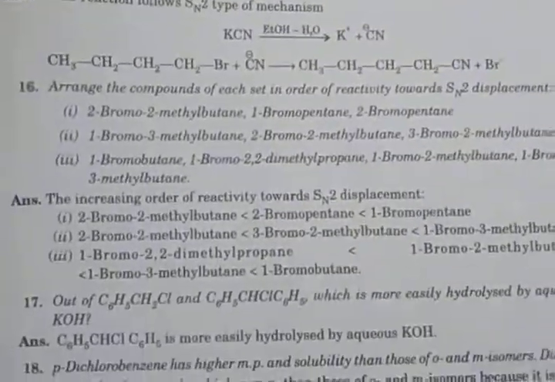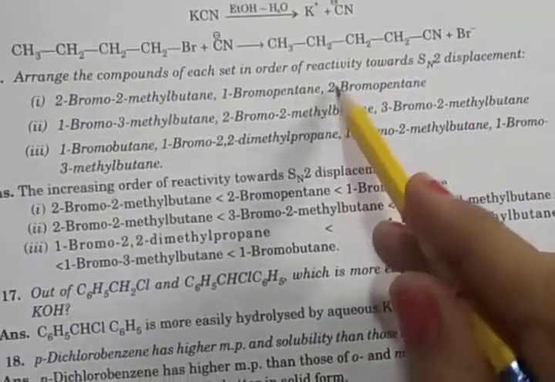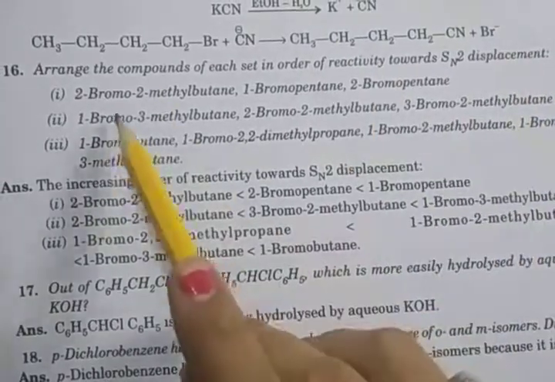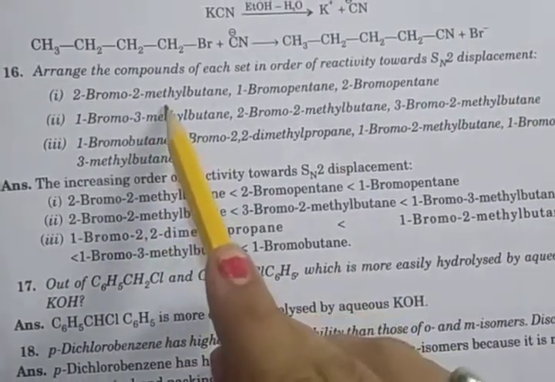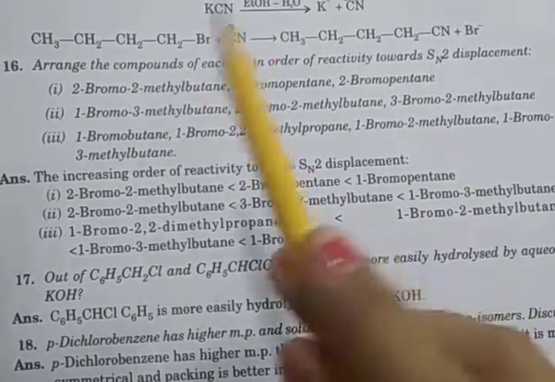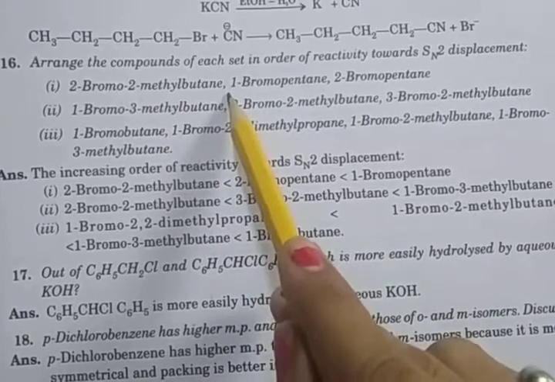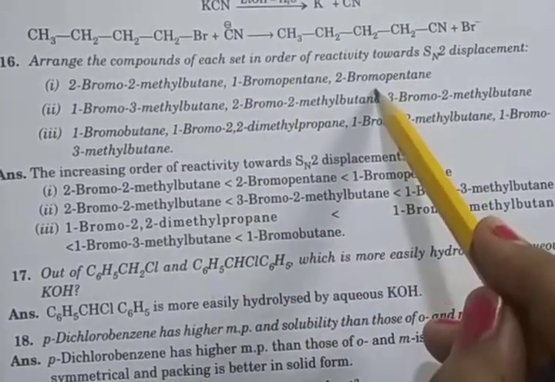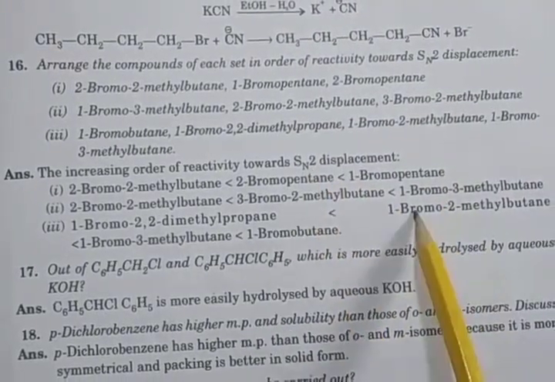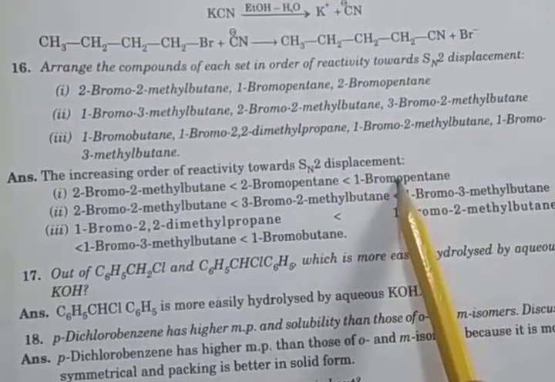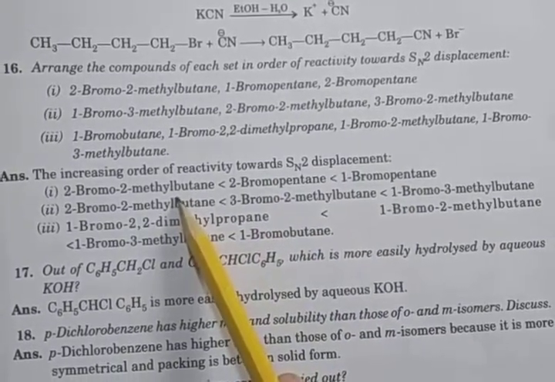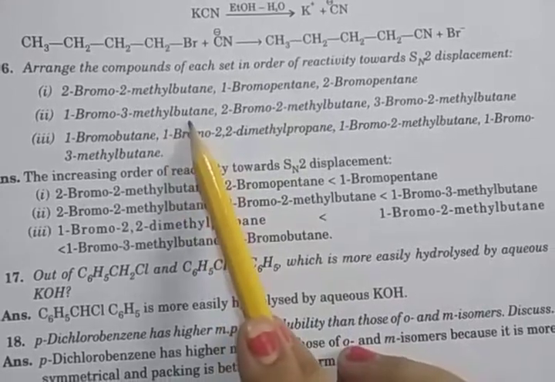Then question number 16, arrange the compounds of each set in the order of reactivity towards SN2 displacement. First: 2-bromo-2-methylbutane, 1-bromopentane and 2-bromopentane. The SN2 reaction is favored by primary halides, so primary has high reactivity, then secondary, and then the tertiary isomeric chain. Clear?